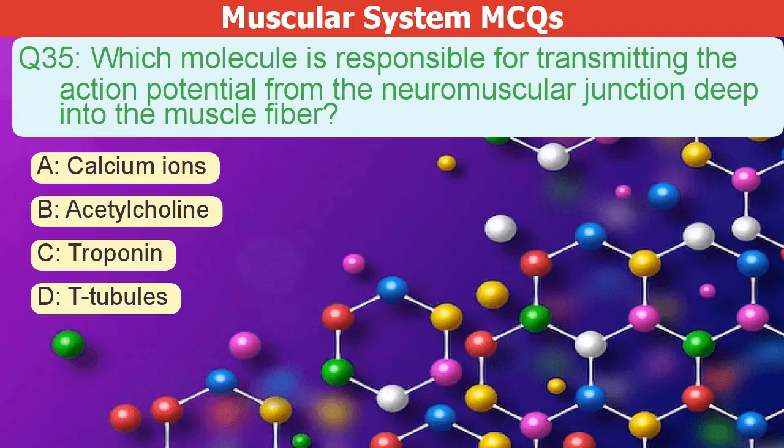Which molecule is responsible for transmitting the action potential from the neuromuscular junction deep into the muscle fiber? A. Calcium ions. B. Acetylcholine. C. Troponin. D. T-tubules.